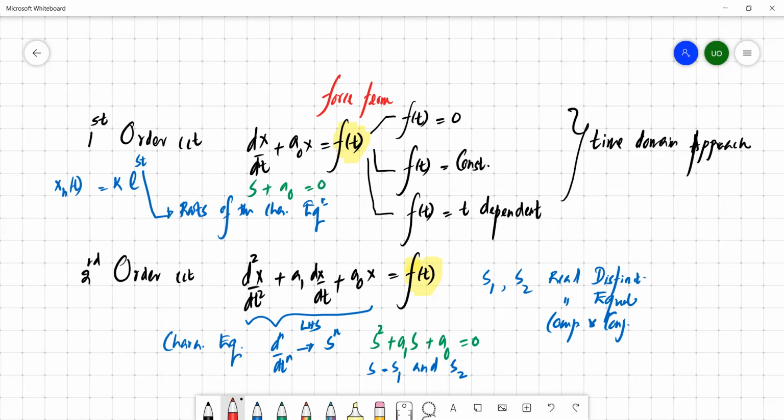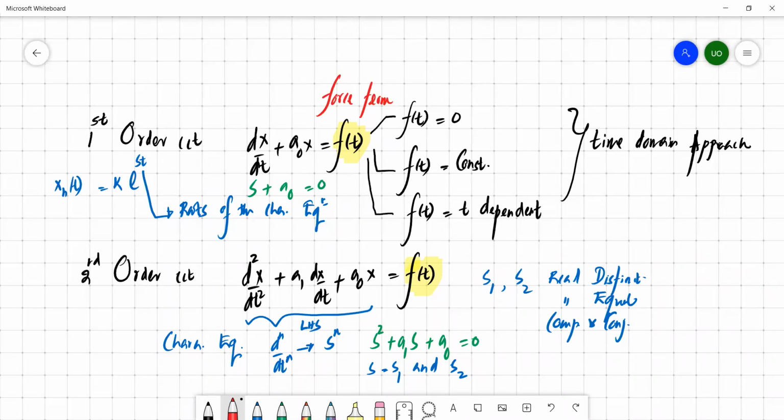Whatever forced response you propose should be an ideal solution for this differential equation. If the proposed trial solution is a part of the natural response, you just have to introduce a linear term in front of whatever solution is proposed. Those are basically what we discussed as special cases of forced responses.